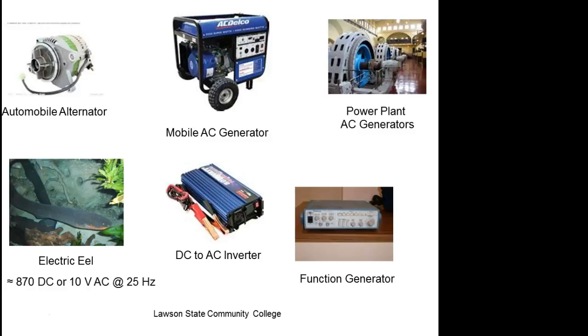Electric eels, the bioelectric AC power plants, are really, really neat. They generate approximately 170 volts DC, but they can also generate about 10 volts AC at about 25 hertz. So they can do AC, and that's the only bioelectric animal that I know of that does. It usually depends on whether they're trying to kill or stun. They use this to stun. Other devices are inverters and also function generators.